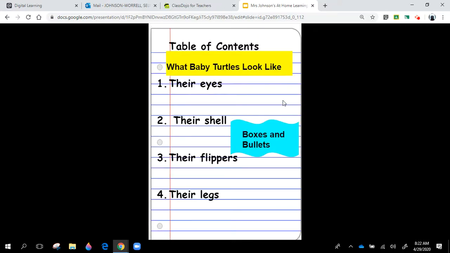For instance, this is what the boxes and bullets would look like. So for the box, I've put what baby turtles look like in the box. And for the bullets, I've put their eyes, their shell, their flippers, their legs, all the different things that I want to talk about. And that's how a table of contents using boxes and bullets would look like. So we have a topic, and then the topic would be what baby turtles look like, and the subtopics would be the different parts of the body.